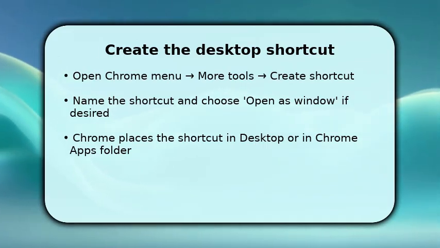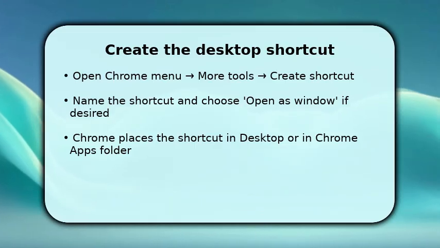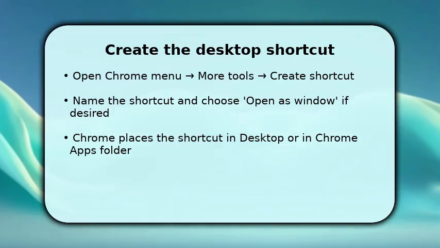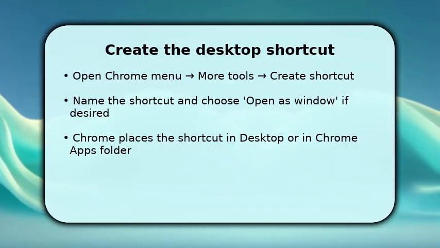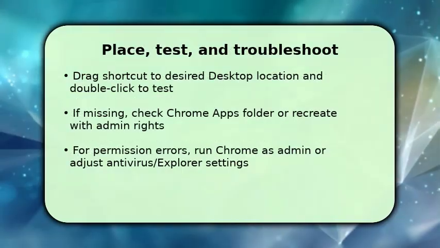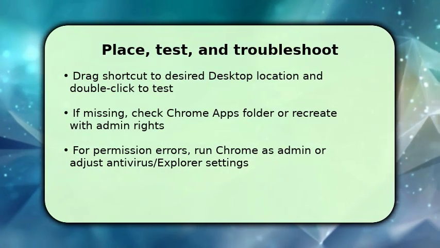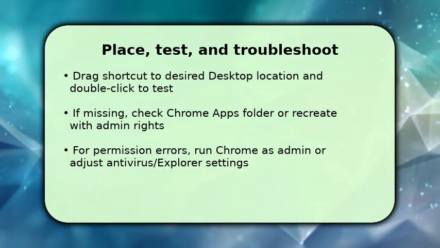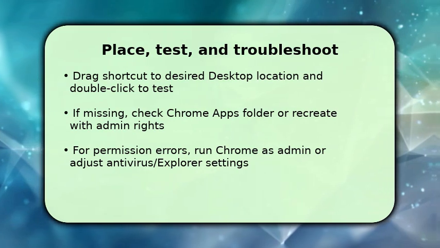Click Create, and Chrome will place the shortcut either directly on your desktop or inside the Chrome Apps folder. If it goes into a folder, you can move it to the desktop manually. Finally, drag the new icon to the spot you want on the desktop and double-click to confirm it opens correctly. You should see the page or app launch as expected.